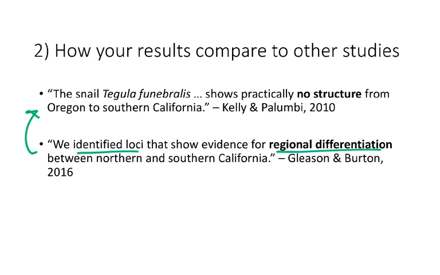I used high throughput sequencing. This other study used single mitochondrial markers. I was also focusing on adaptive loci, whereas this previous study was using neutral loci. So you're comparing your results to other studies, and again, if they don't match, make sure you're describing or thinking about why that might be.